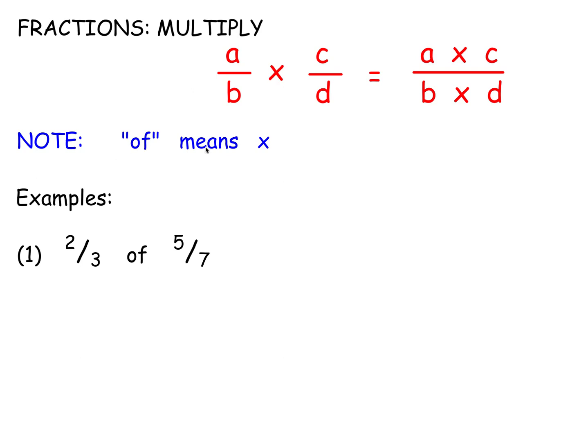And remember, of will mean multiply. Quite frequently it's mistaken for a division. It's not. Of is always multiplied. So 2/3 of 5/7 means 2/3 multiplies 5/7. You simply do 2 times 5 in the top, and you do 3 times 7 in the bottom, and that's it, done.